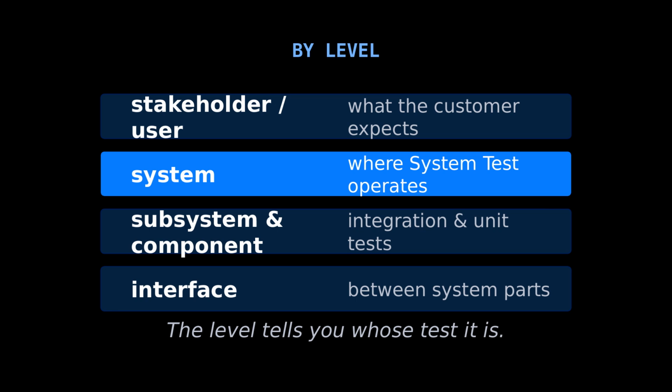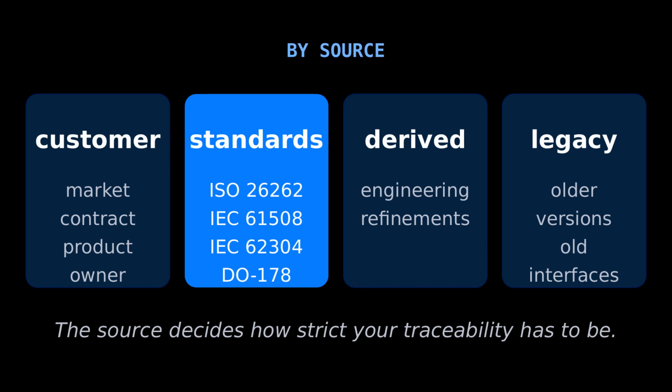Requirements also differ by where they come from. Customer or business requirements come from the market, a contract, or the product owner. Then there are also standards or regulations as another source, such as safety norms like ISO or other regulations. These are often mandatory, with strict rules about the evidence you must produce. Internal or derived requirements are engineering refinements. Each one should trace back to a parent requirement. The key point is that the source decides how strict your traceability has to be.